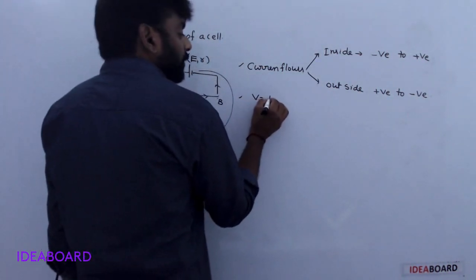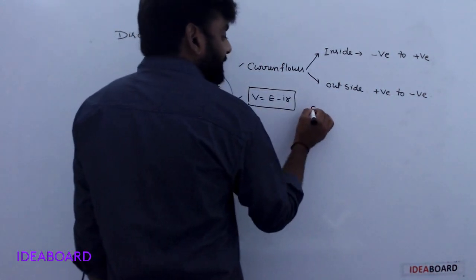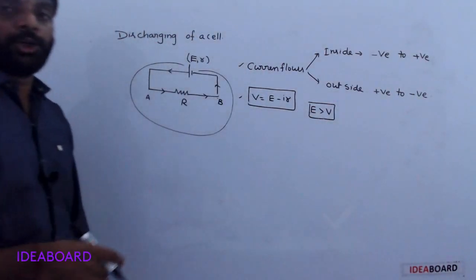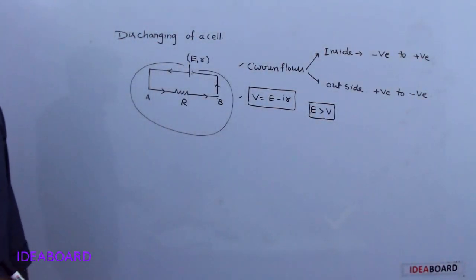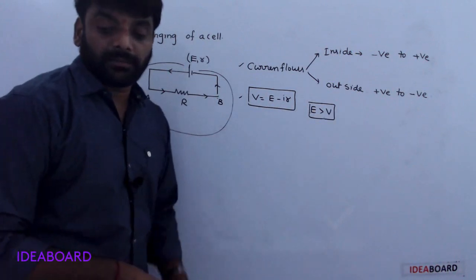So V is equal to E minus Ir. In this case, E is greater than V. Understood? This is discharging of a cell, where E is greater than V.